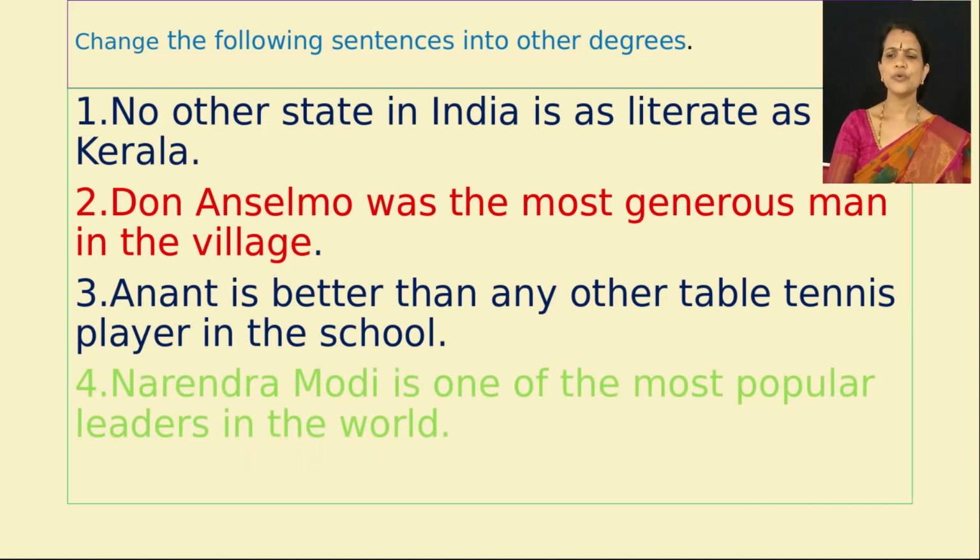Next, Narendra Modi is one of the most popular leaders in the world. We have superlative degree. Now we have to change to comparative degree and positive degree. For comparative degree, we use, Narendra Modi is more popular than any other leader in the world. For positive degree, we have to use, no other leader in the world is as popular as Narendra Modi.